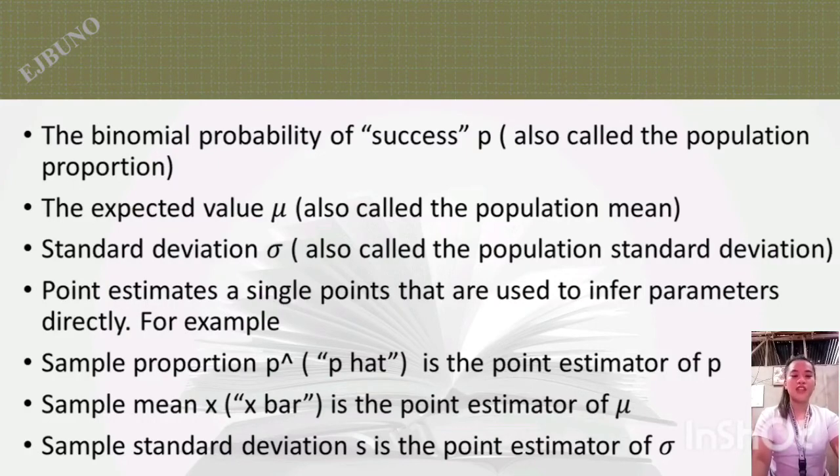The standard deviation is also called the population standard deviation. Point estimates are single values that are used to infer a parameter directly. For example, the sample proportion p hat is the point estimator of the population proportion. The sample mean x bar is the point estimator of the expected value or the population mean. Then the sample standard deviation S is the point estimator of the standard deviation parameter.